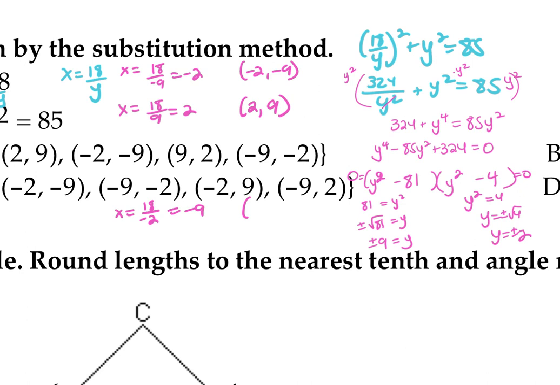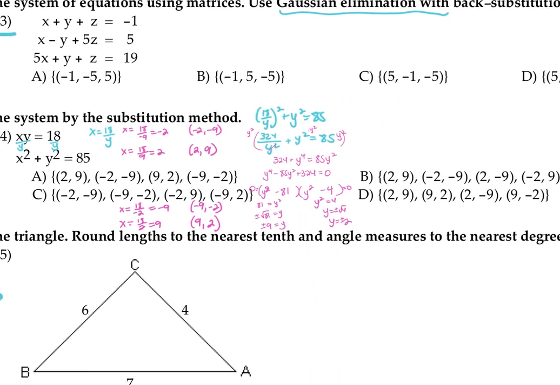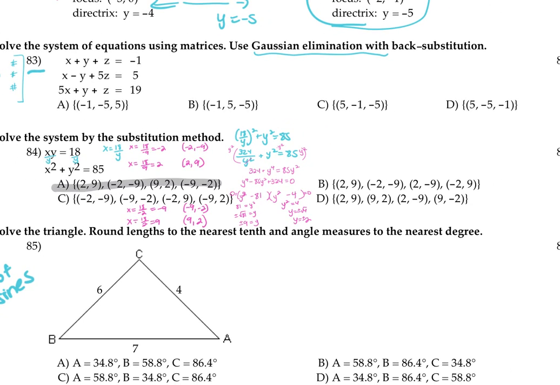Nope, other way around, sorry. Negative 9, negative 2. And then x equals 18 over 2, and that's 9. So 9, 2. So then negative 2, negative 9. So it's where they're both positive, they're both negative, which would be A.